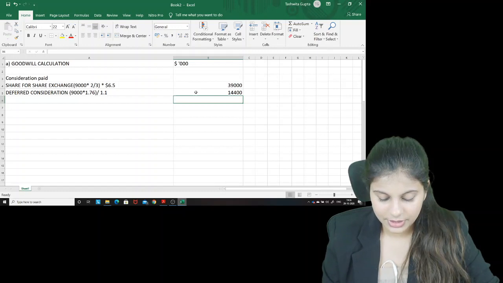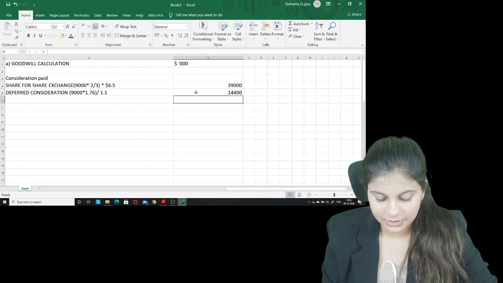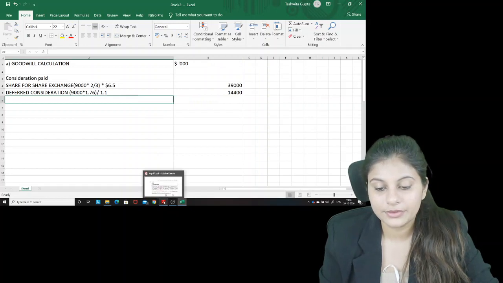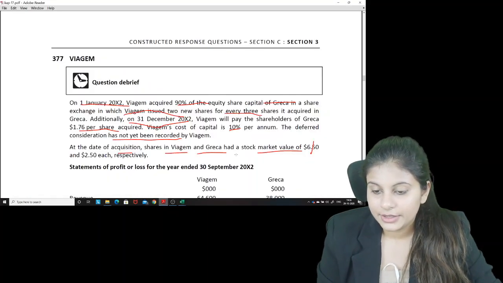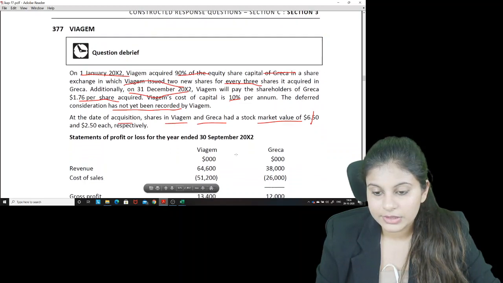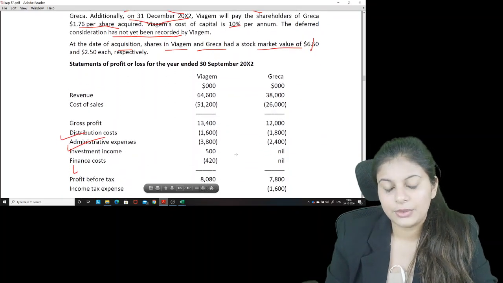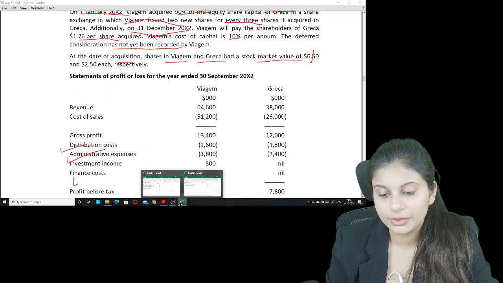Then let us look into the next aspect of our question. Yes, 14,400. Okay, now the next aspect is, of course, let's read the question for that. Then they've given you the statement of profit and loss. So for goodwill calculation, what else do we need? We need non-controlling interest. So how do we calculate goodwill?